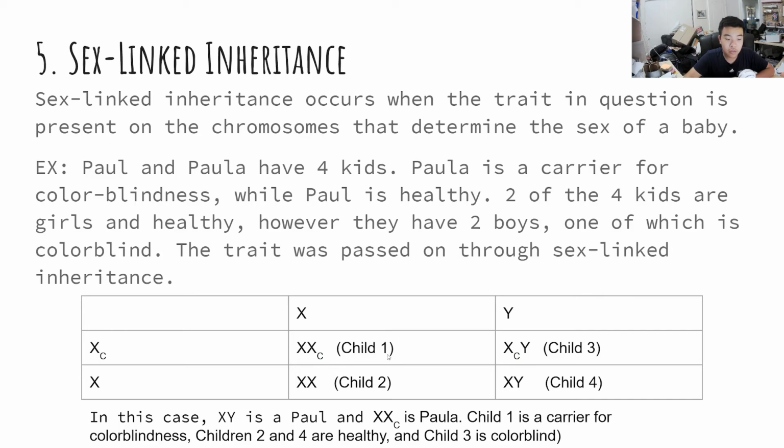However, child 3 is colorblind, because males only have one X chromosome. That means that you only need one chromosome with colorblindness just to get colorblind, while girls with two need two chromosomes with the colorblind trait to get colorblindness. That's why it's sex-linked.